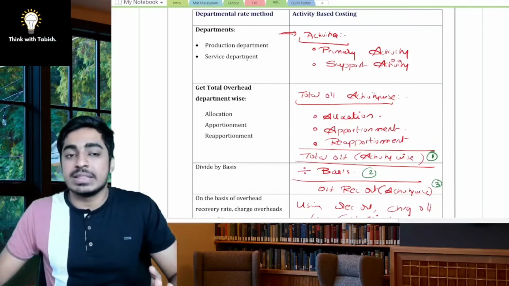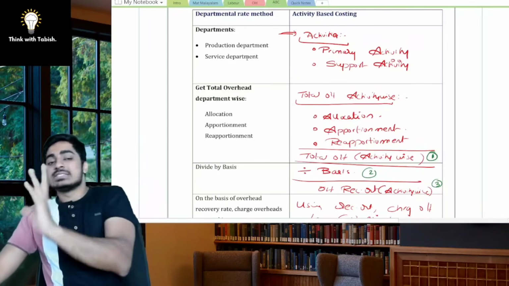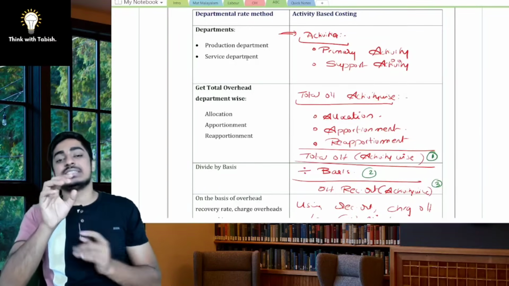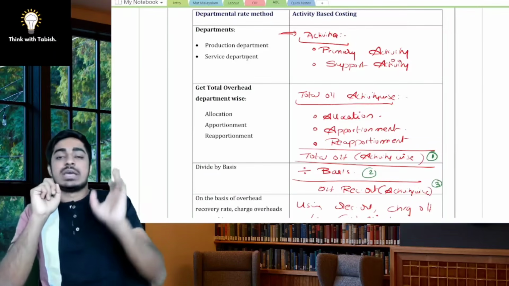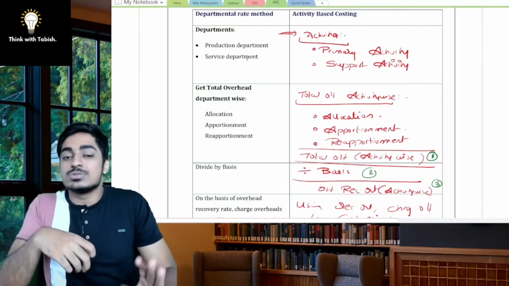In the departmental rate method, we bifurcated the departments as production departments and service departments. In activity-based costing, we bifurcate the activities as primary activities and support activities. Primary activities are activities which are very much involved in the production of goods or services.